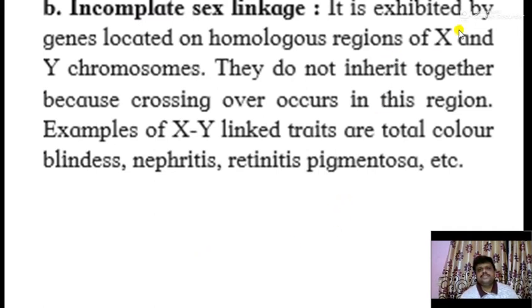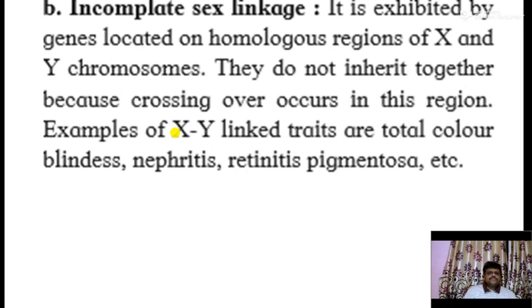Now just see one more thing, that is incomplete sex linkage. It is exhibited by genes located on the homologous regions of the X and the Y chromosomes, and they do not inherit together because of crossing over. Crossing over occurs in this region. You have studied already the homologous and non-homologous regions of the X and Y chromosomes.